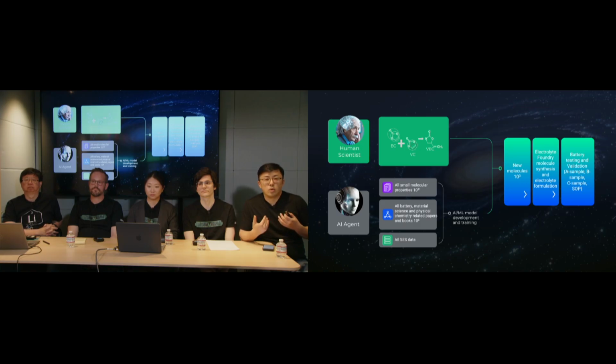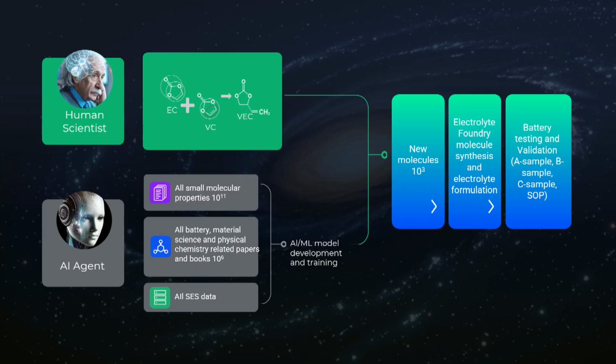And of course, we're not just recommending molecules on paper, we also synthesize these molecules, and then we test the molecules, and then we formulate electrolytes, and we build batteries, A samples and B samples, and then we validate all the cell-level performance, and then we feed all this data back to training this model. So really our goal is to build artificial superintelligence for energy transition, to replace and accelerate R&D.